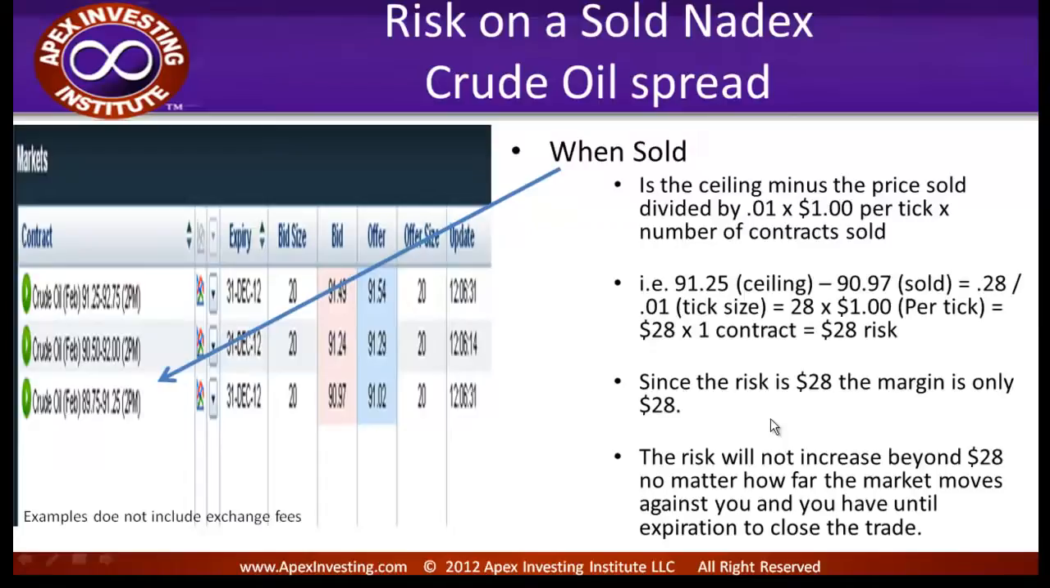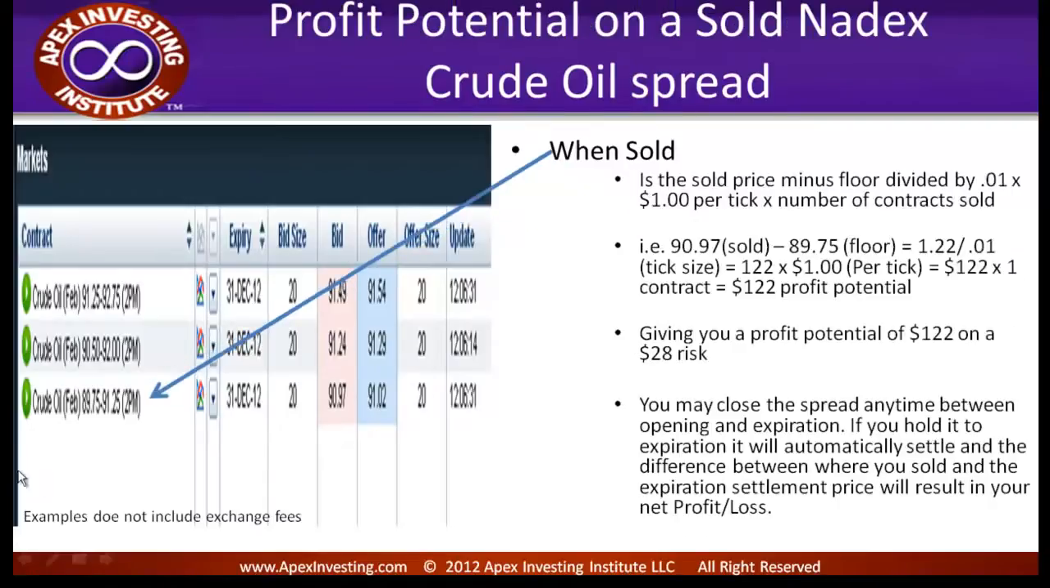And again, since the risk is $28, the margin is only $28, and the risk will never increase past $28 no matter how far oil moves against you on the trade, and you'll have until expiration to be right and to potentially close out the trade. And again, as a reminder, if you simply click on bid and choose a contract size of 1, the platform will automatically calculate this for you. This just helps you understand where that calculation comes from.